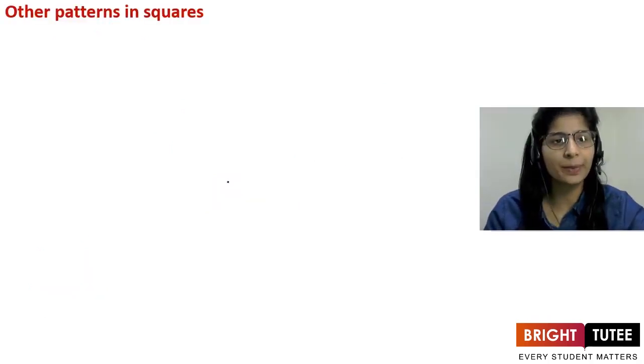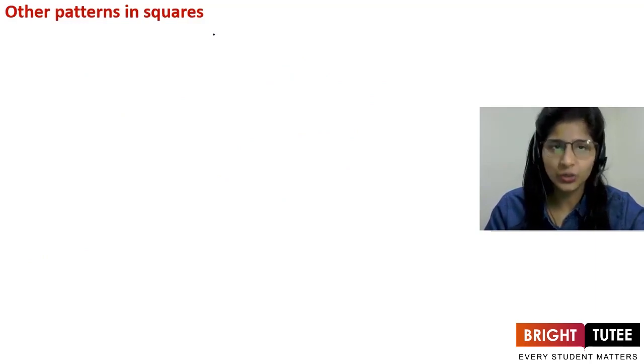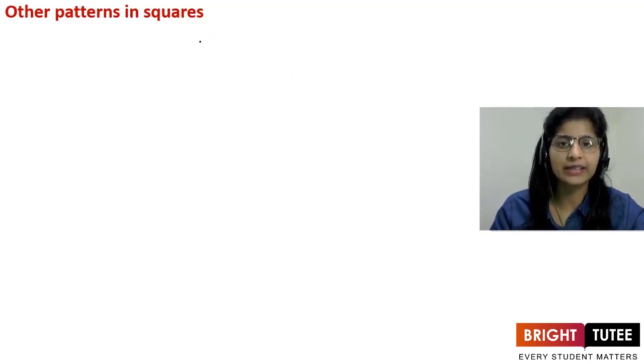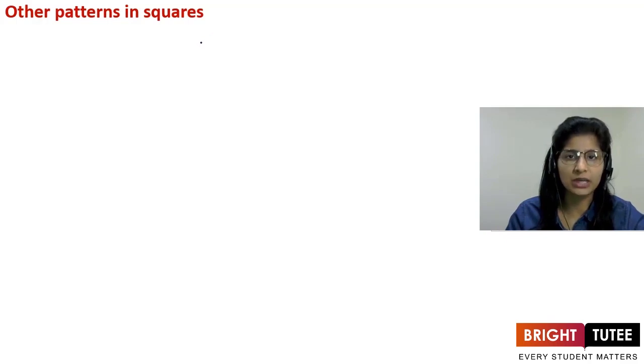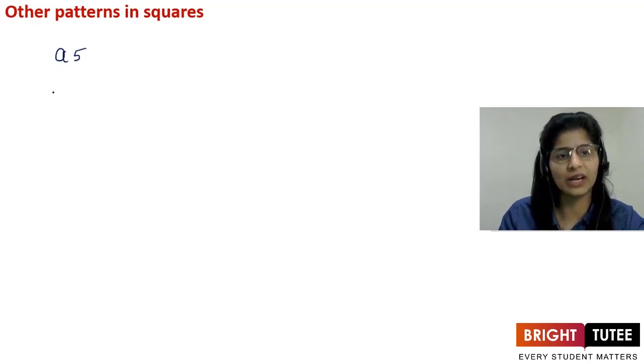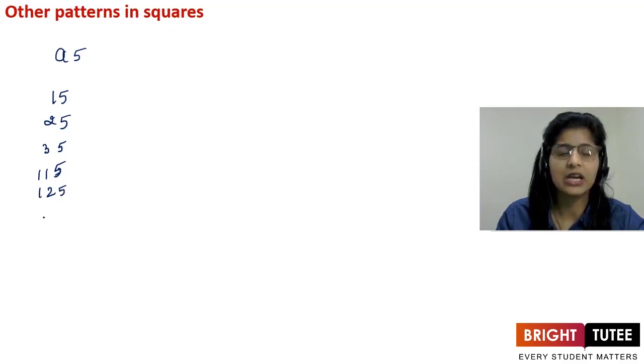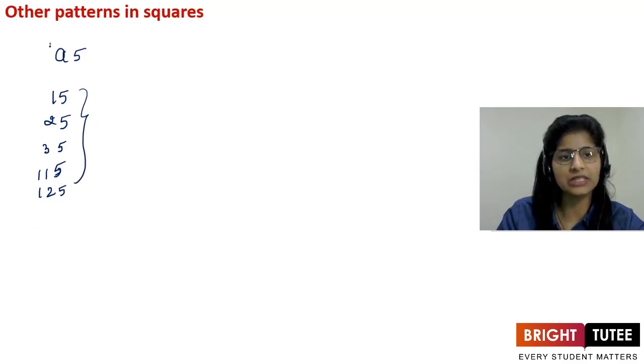So the next topic is other patterns in squares. There is one more pattern that we can observe and apply to the questions. Whenever we have to find the square of a number whose ones digit, or unit digit, is 5, suppose the number is A5 in general form. This A can be 1, 2, 3, it can be any number. This can be 11, 12, like this. So whenever we have to find the square of such numbers, that means A5 whole square.